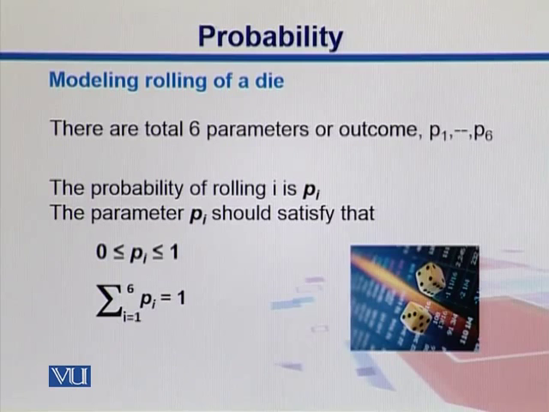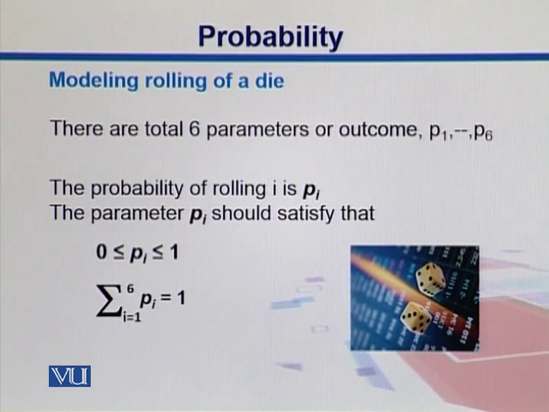Here we are modeling rolling of a die. So there are a total of 6 parameters or outcomes, P1 through P6. We have 6 probabilities associated with it, where P1 is the probability of getting 1, and up to P6 is the probability of getting a 6. So the probability of rolling i is Pi. We can write it in this general form, and parameter Pi should satisfy that this Pi is anything between 0 and 1.